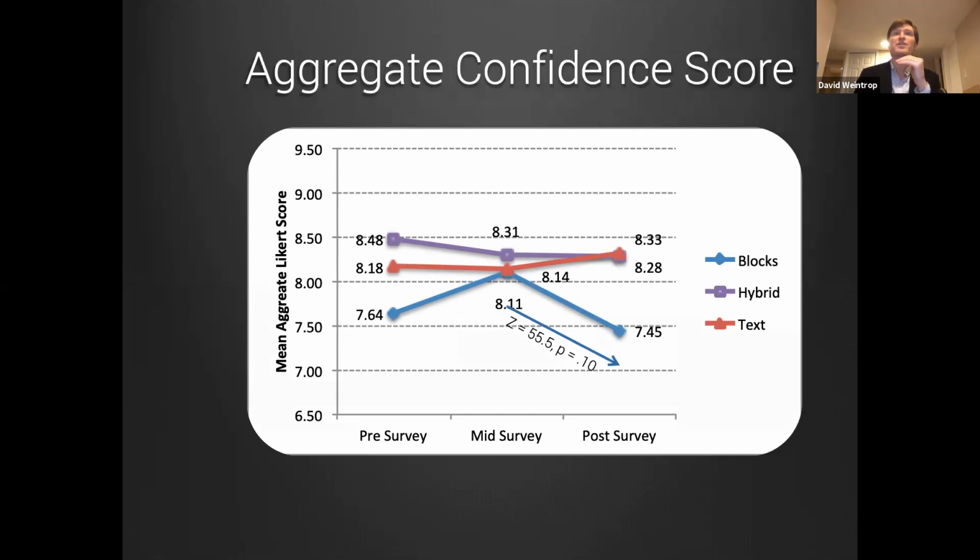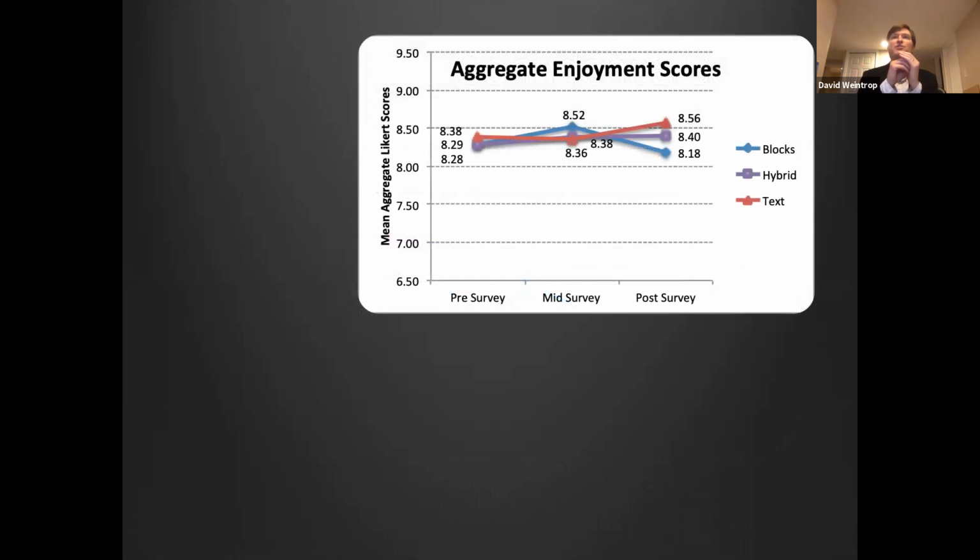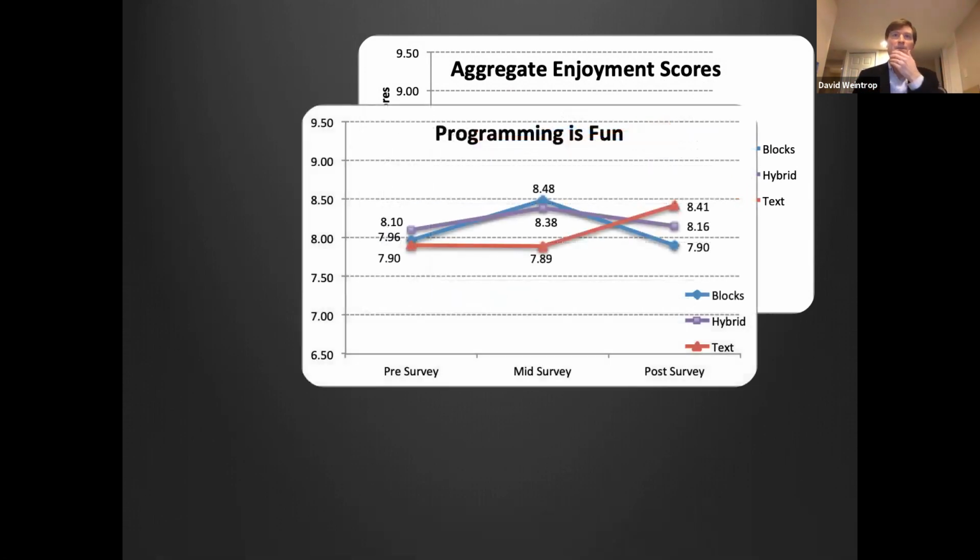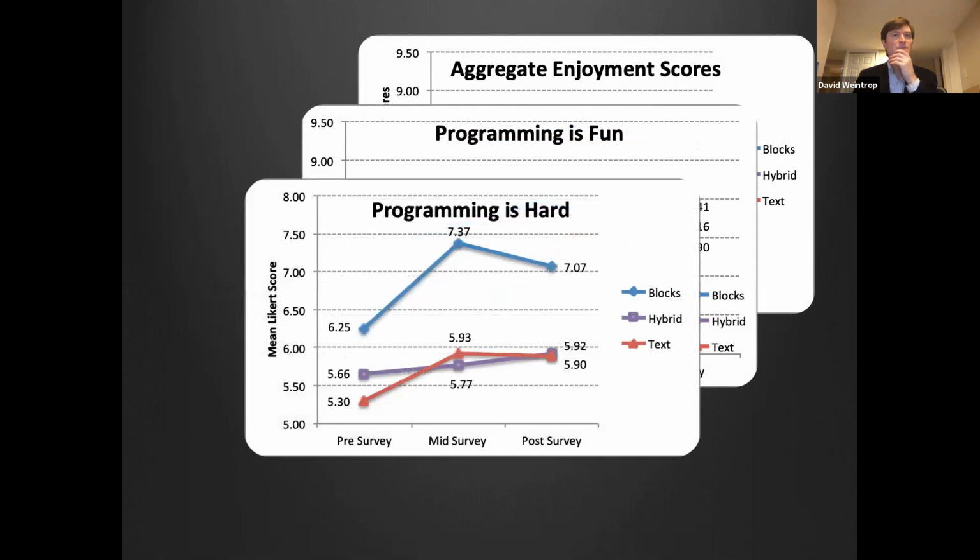And then if we look across a bunch of these different dimensions, we see that pattern repeating itself, where students in the blocks condition had a generally positive experience for the first phase, and a generally negative experience or negative trends in the second phase, with text having the opposite. So here's our aggregate enjoyment score, where block-based students saw an increase and then decrease. Looking at programming as fun, we see blocks having an increase then decrease, whereas text stays the same and then increases.